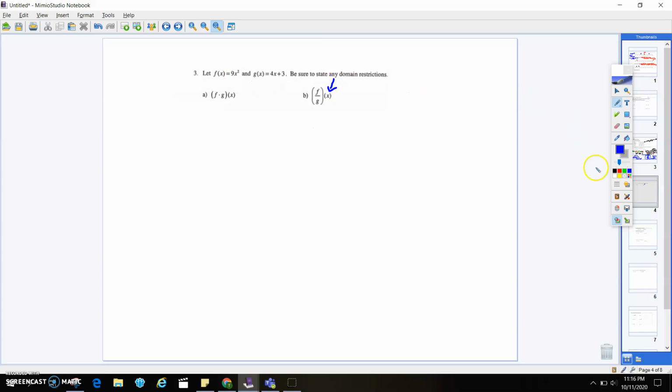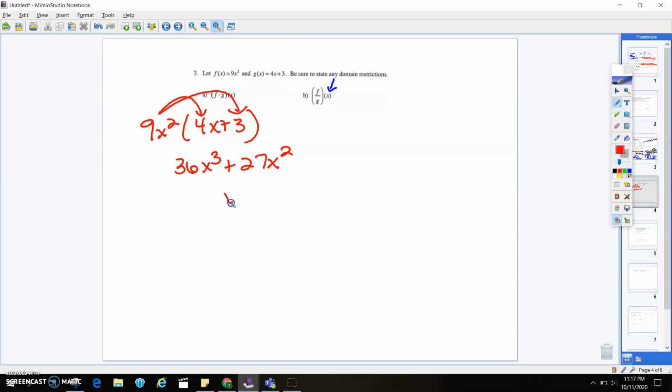All right. So on the first one, we're going to multiply. So we're taking 9x squared times 4x plus 3. So 9x squared times 4x, which is going to give me 36x cubed. And then we've got 9x squared times 3, which is going to give me 27x squared. That one's done.